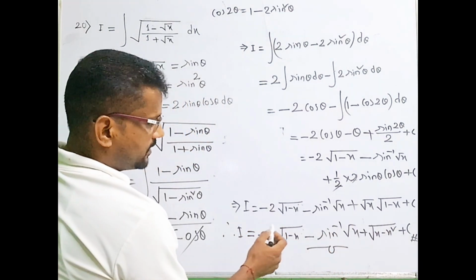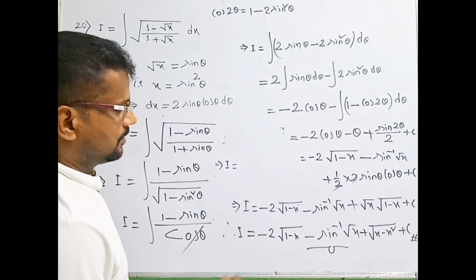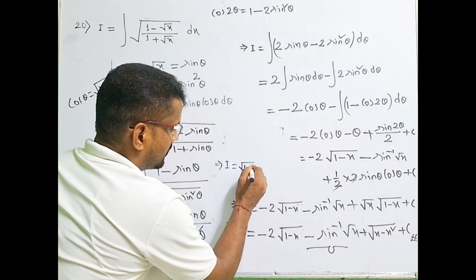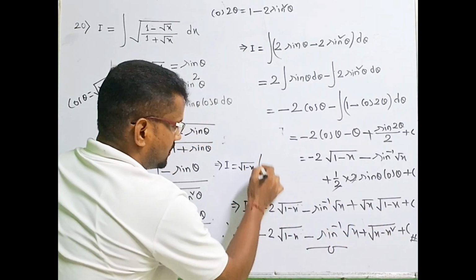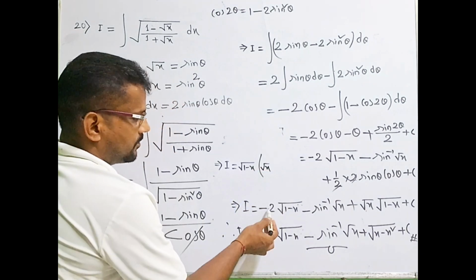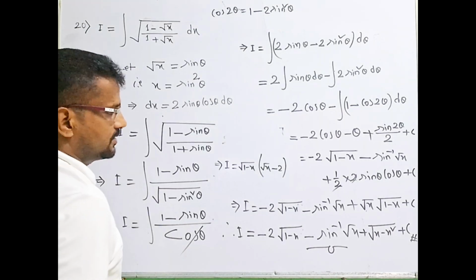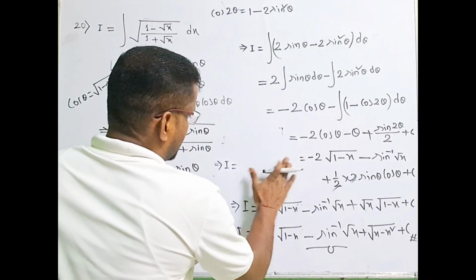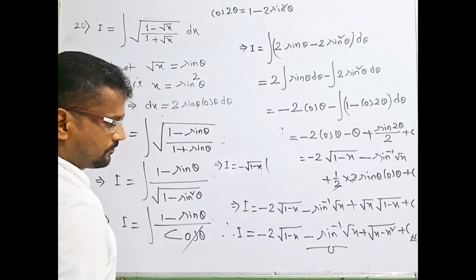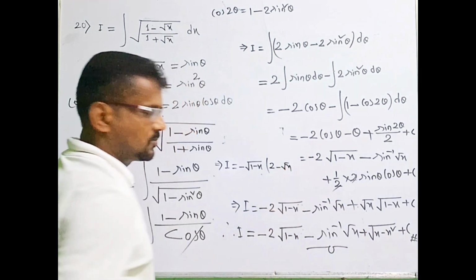Textbook answer, the way they have given, let me show that one also. I equals, in your textbook answer, root over 1 minus x is common. You can take root over 1 minus x common. Then within the bracket what is left? Here it is root x and minus 2. If you take minus root over 1 minus x common, then here it is 2 minus root x.